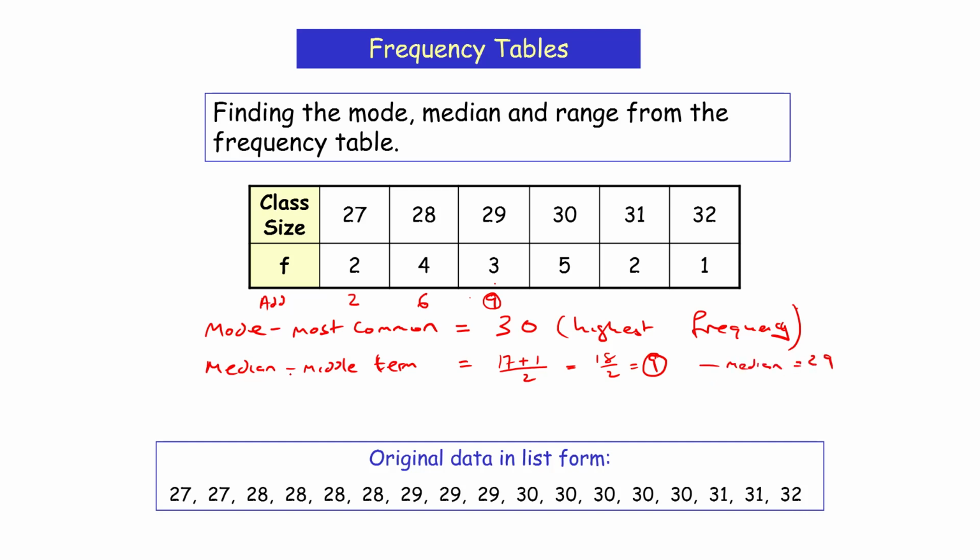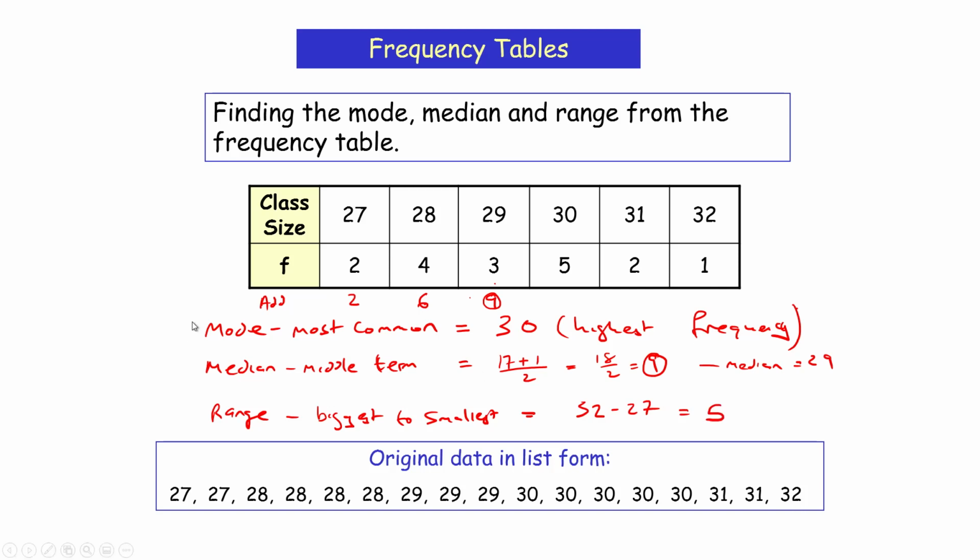Don't worry about that one so much. We will come and go over that again. And then the range is the biggest to smallest. And our range then, the biggest class size is 32 and the smallest class size is 27. So 32 take away 27 gives me 5.